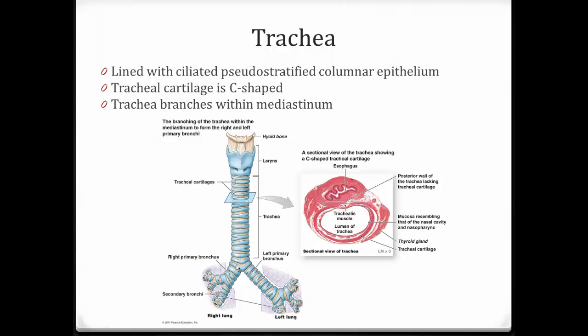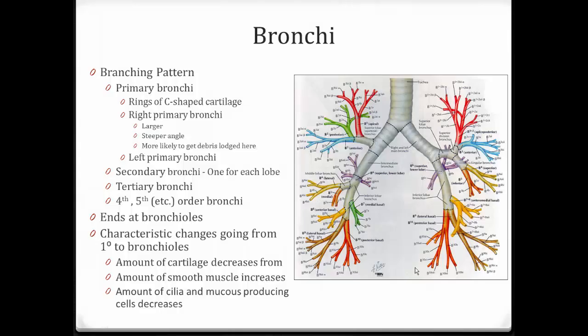Now the trachea is going to branch in the mediastinum and then separate into the next structures, and that's the bronchi. Now the bronchi look basically like a tree upside down, so you're going to have a continuing branching pattern that you'd see in a tree. So the first structures that branch off the trachea are going to be the primary bronchi. So there's a right and a left primary bronchi.